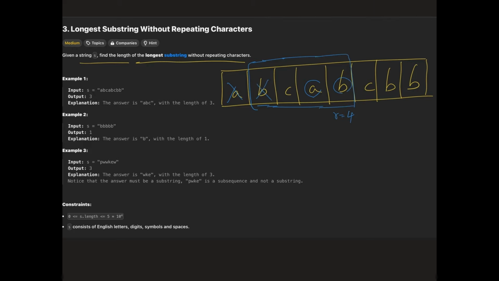By consistently checking for uniqueness, expanding the window when possible and shrinking it when duplicates are found, we will ultimately determine the longest non-repeating substring. We keep progressing, keeping track of the maximum length we have seen.